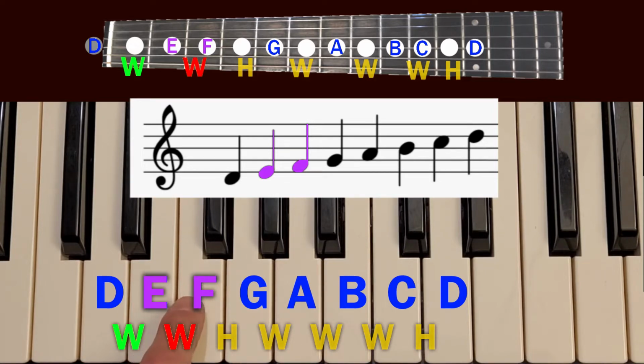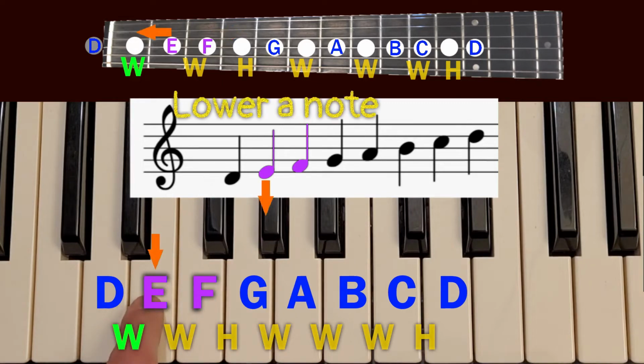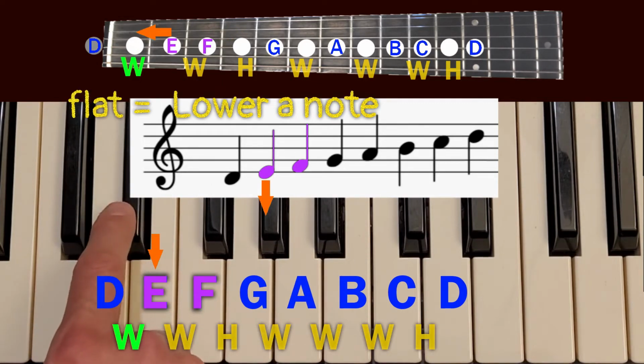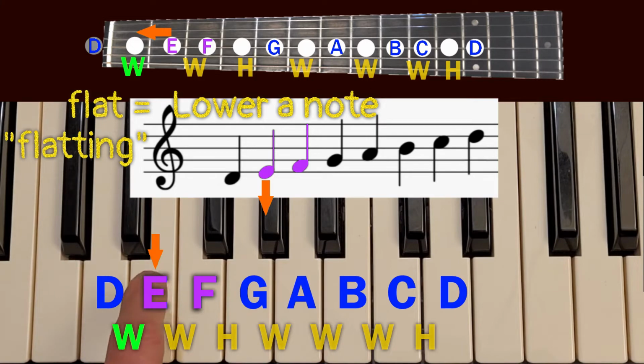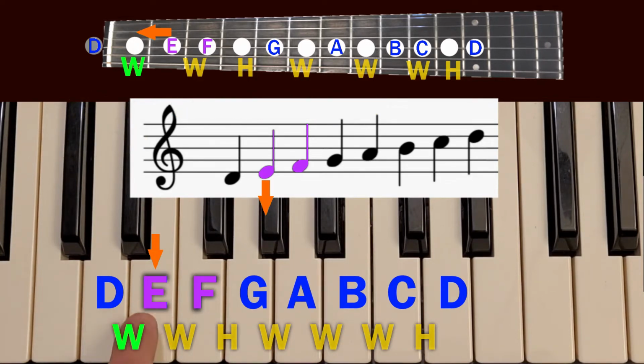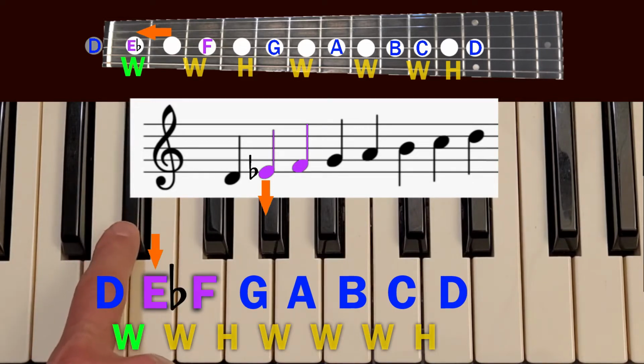So our two choices are adjust the lower note E down to add a note between E and F, or move the upper note F upward to add a note between. When we lower a note, we're making the note flat or flatting the note. I know, proper English would be flattening the note, but it's often said as flatting when we're talking about music. If we flat E, it's now called E flat.